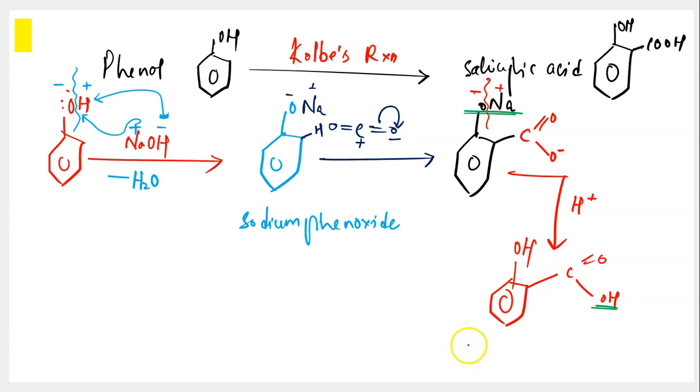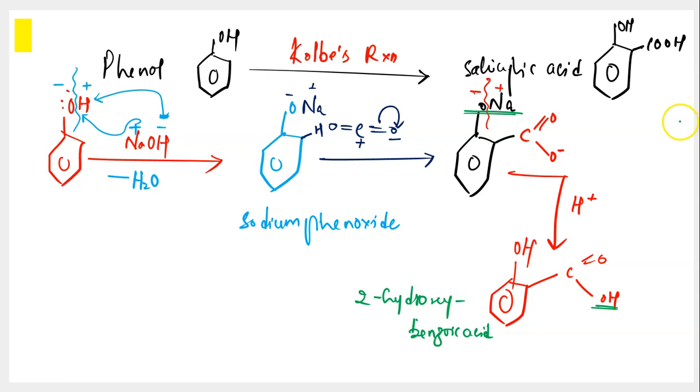And this molecule is called 2-hydroxybenzoic acid. This molecule is called what? 2-hydroxybenzoic acid. So this is commonly called salicylic acid, and this is the product of Kolbe's reaction.